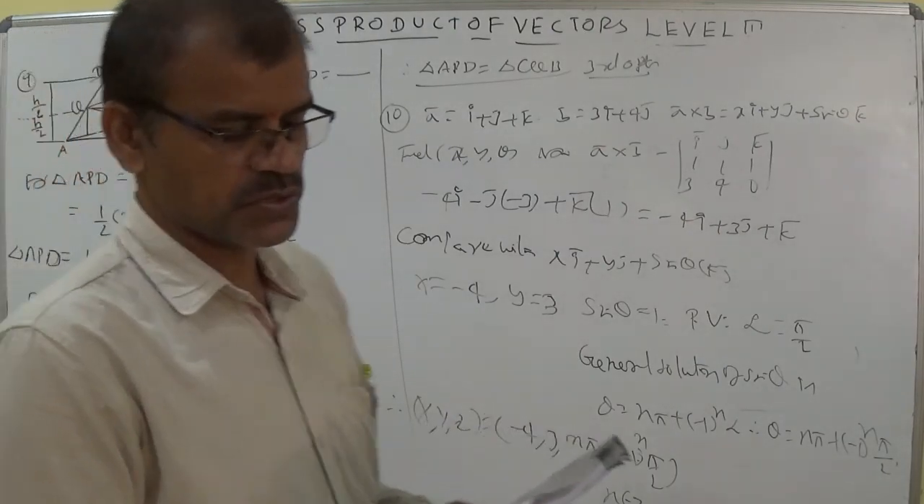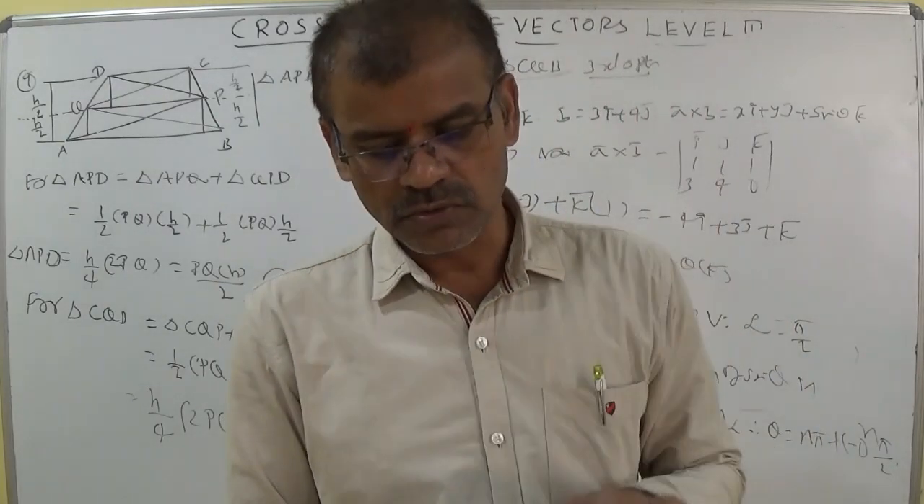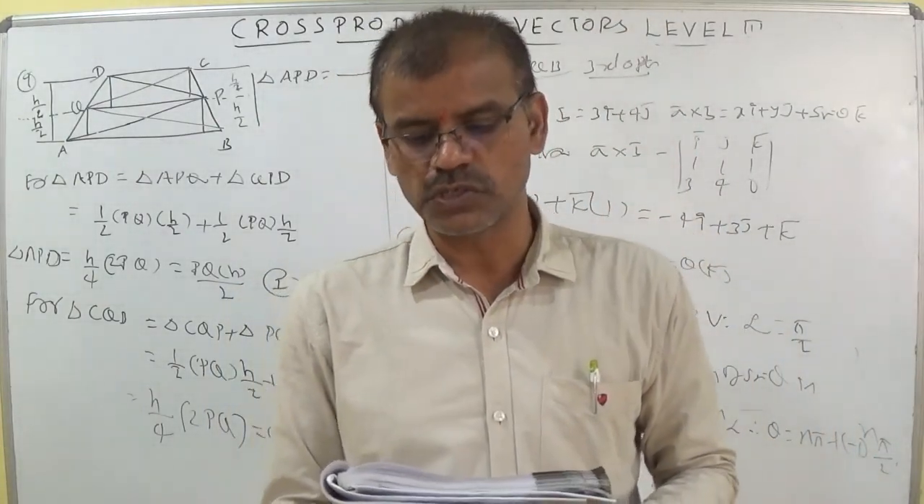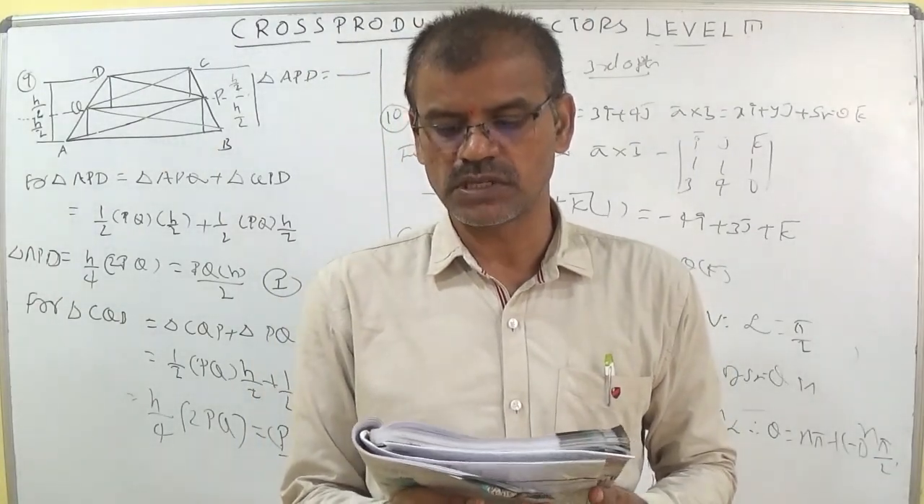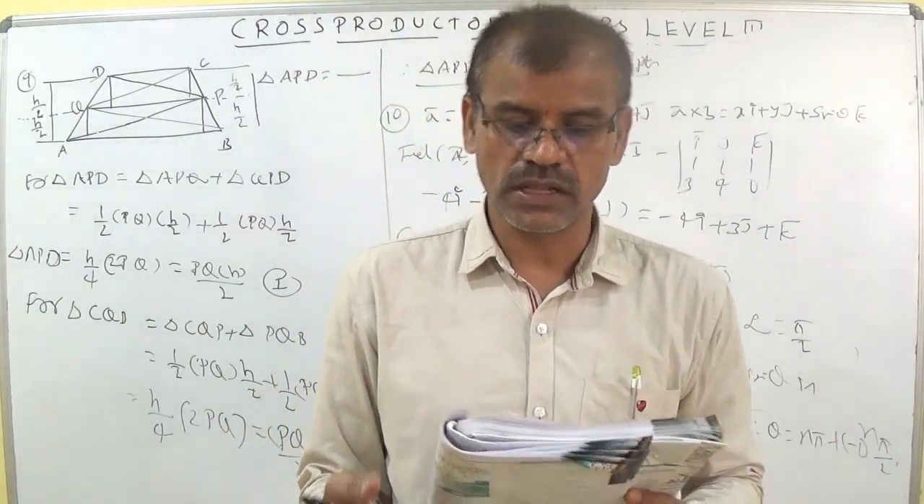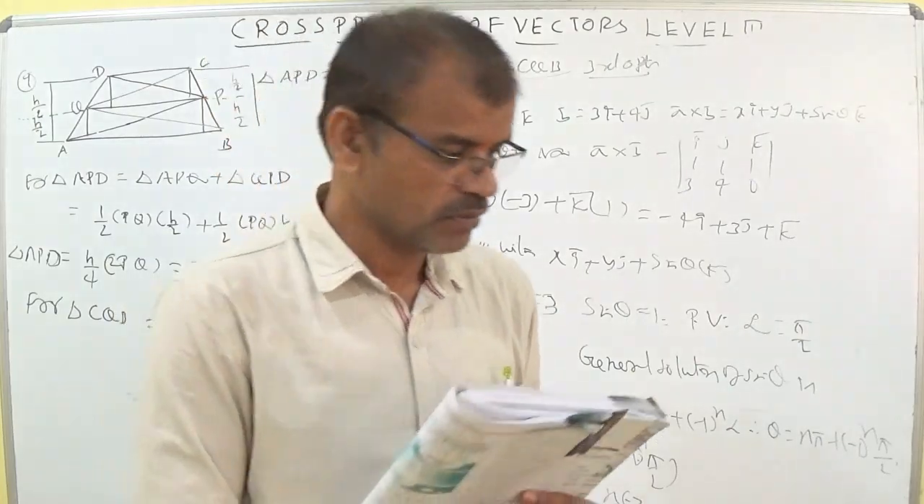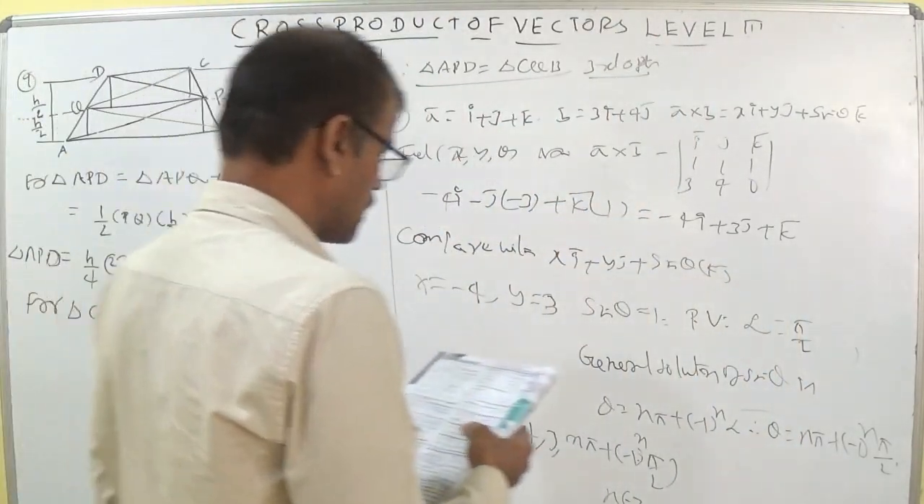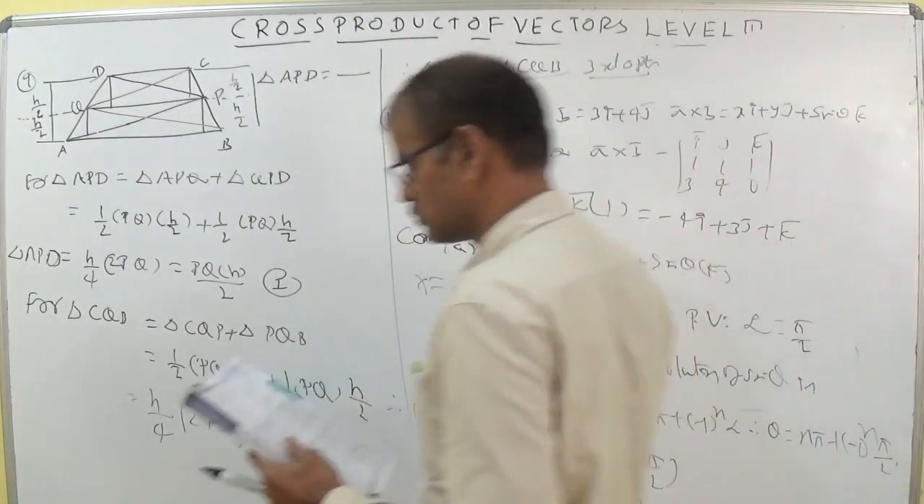11th question, students. In level 2 I completed the 11th question regarding a plus b plus c equal to 0, a cross b plus b cross c plus c cross a equal to 0. Previously I said that the answer is m plus n is equal to minus 1. In level 2 I discussed the 11th question. So let us discuss the 12th question.